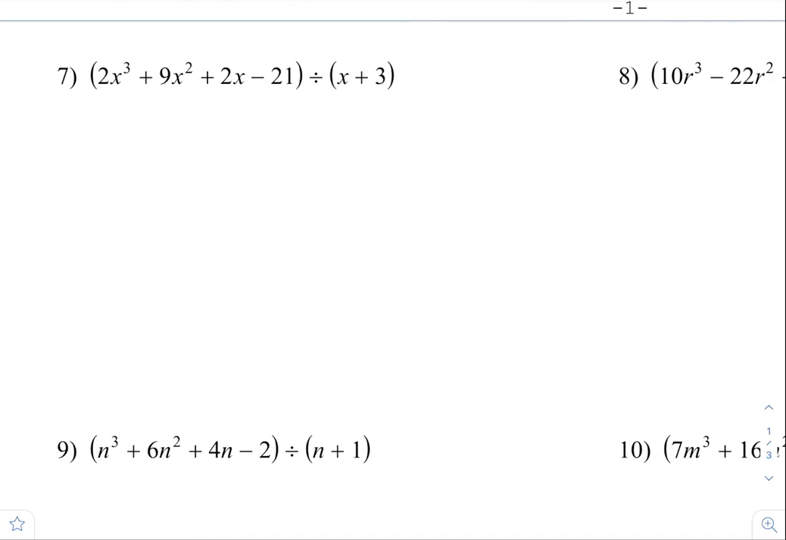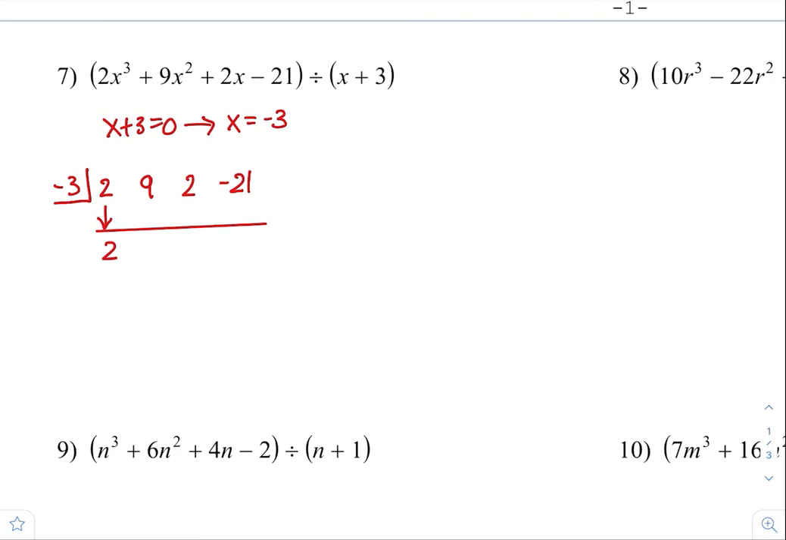Number 7, set that equal to 0. x plus 3 is equal to 0. So then we're going to get x is equal to negative 3. Negative 3 goes inside the division box. Now we write down our coefficients, which is 2, 9, 2, negative 21. We drop down the 2.